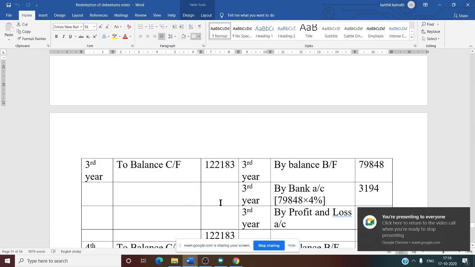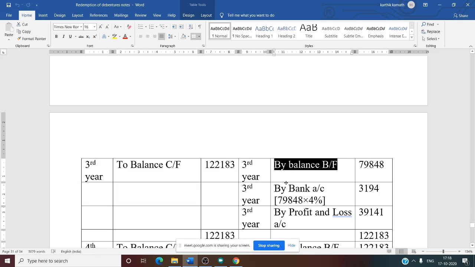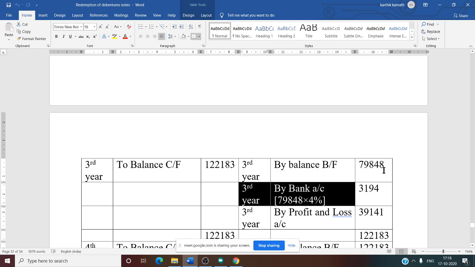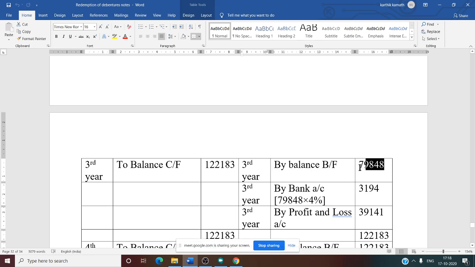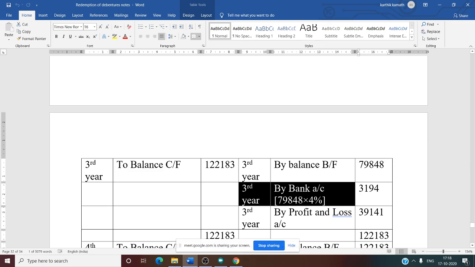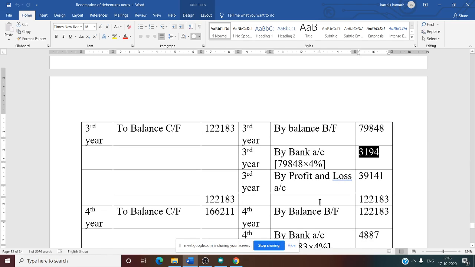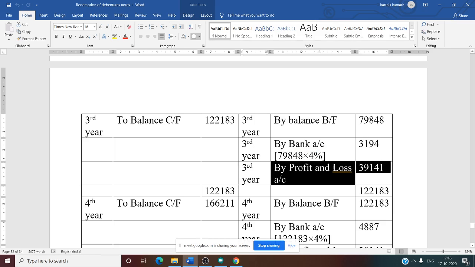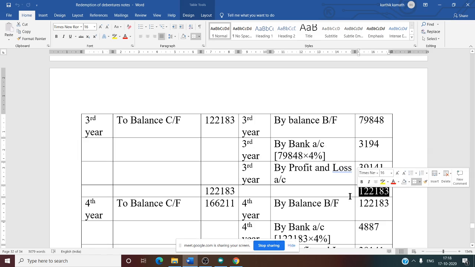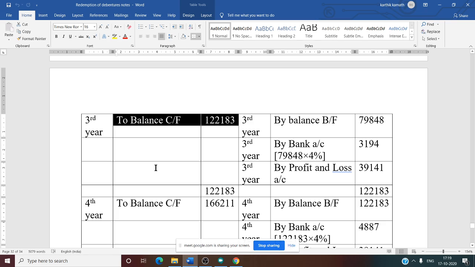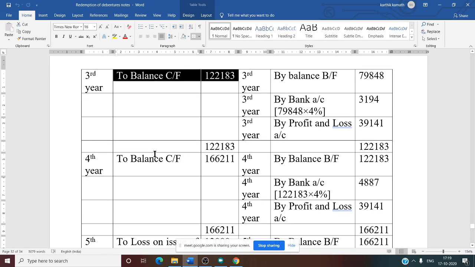Now we need to do it for the third year. Write down the balance: the previous year's closing balance becomes the opening balance of the third year, that is 79,848. Again we do the interest calculation on the opening balance of that year. What is our opening balance? 79,848. On that you take 4%, so you will get interest as 3,194. Then the profit and loss account as usual, 39,141. So the total is 1,22,183 for the third year. No other entry, close the third year. To balance carry forward 1,22,183.